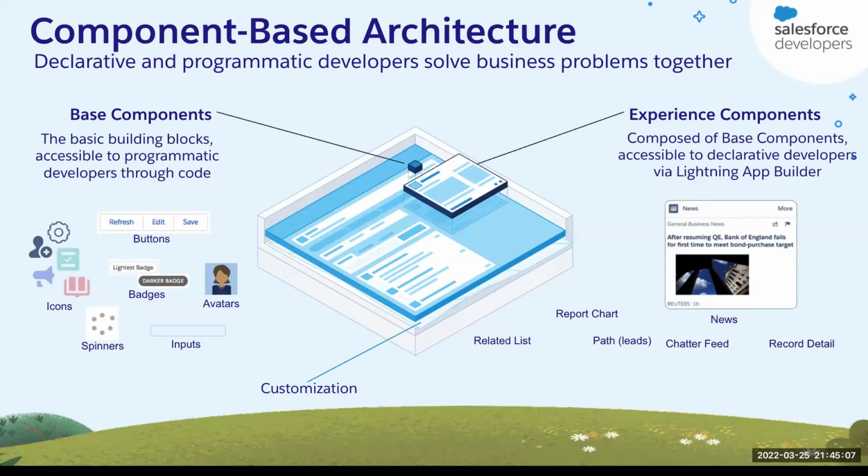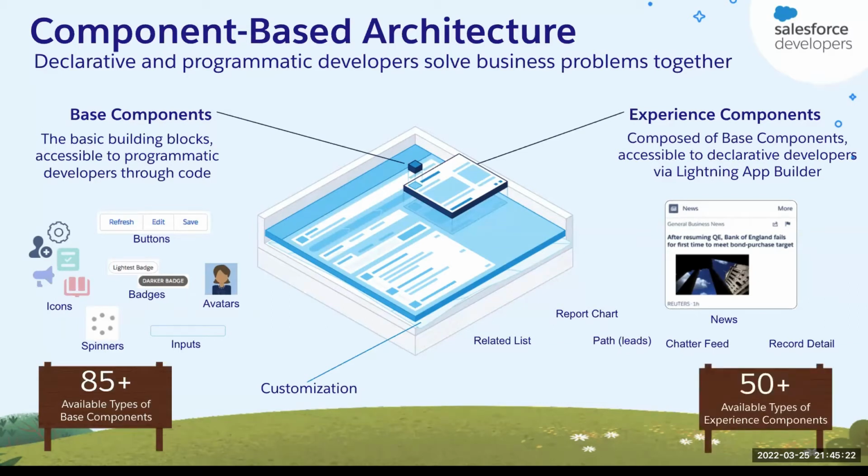Again, there are a lot of base components out there in the market. This slide is a bit older, which says 85-plus components. I think there should be nearly 100 components at the moment, or even more. So there are a lot of base components available, and there are also a lot of experience components available out of the box.